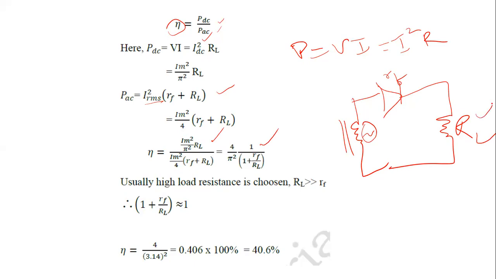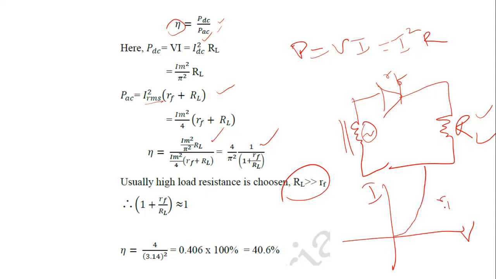Usually the load resistance R_L is quite high, much greater than the forward resistance of a diode, because if you look at the IV characteristic curve, the forward resistance is very, very small. So it is negligible in comparison, and this ratio is approximately 0, so the bracket is as good as 1. If you do the division of 4 with respect to 3.14 and 3.14, then multiply by 100% to convert to percentage, you will get the percentage efficiency as 40.6.